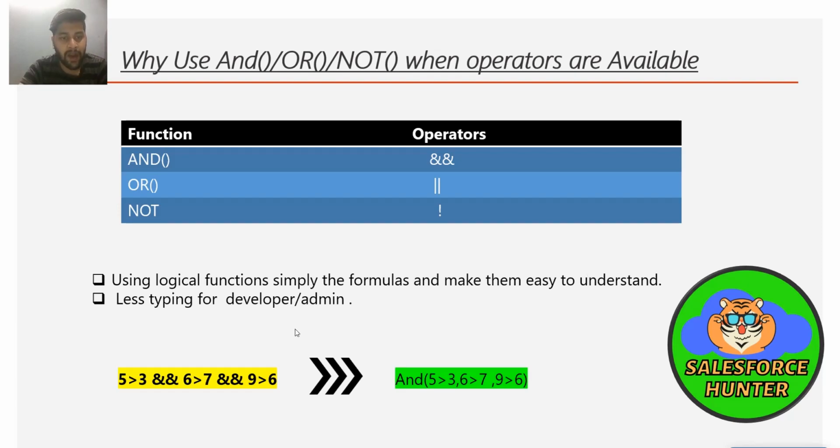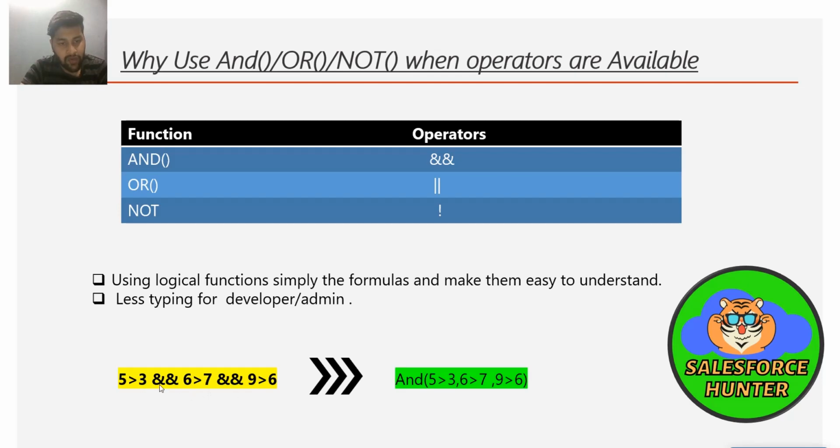Okay, now and less typing for the developer or admin. That is short. As you could see, we have 2 examples of the AND function, like AND operation. One is using the operator and the other is using the function. This example says 5 greater than 3 and 6 greater than 7 and 9 greater than 7. Basically the net output would be true because every single argument here is true.